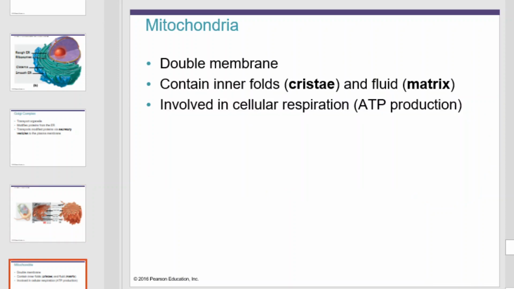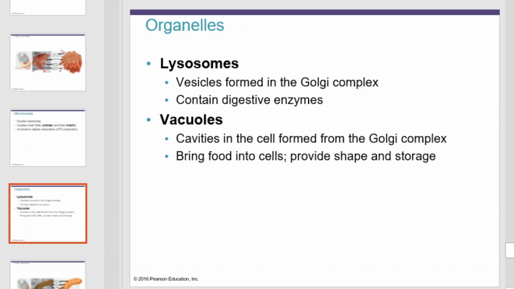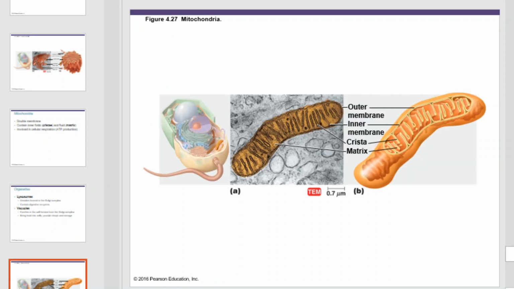The mitochondria is a double membrane structure which contains inner folds referred to as cristae and a fluid matrix. It's involved in cellular respiration or ATP production. Lysosomes and vacuoles. Lysosomes are vesicles formed in the Golgi complex which contain digestive enzymes. Vacuoles are cavities in the cell formed from the Golgi complex. They bring food into the cell and provide shape and storage. This is an illustration of the mitochondria.